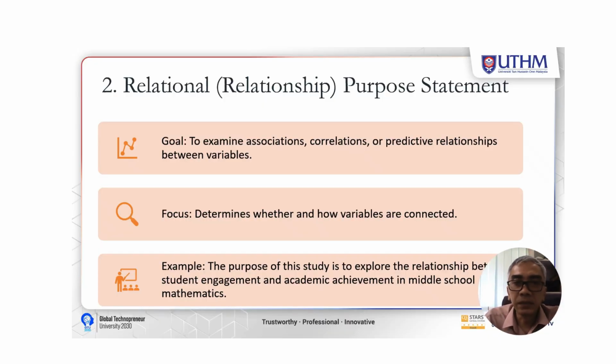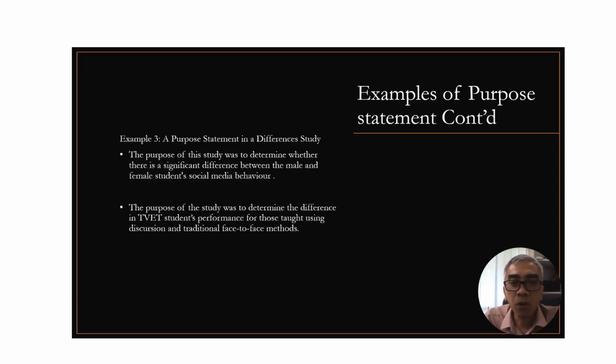A relational study examines how variables are connected. For example, does student engagement influence academic performance? So the purpose of this study is to explore the relationship between student engagement and academic achievement in middle schools in mathematics. So this is some more examples for the purpose statement in a different study that you can refer.